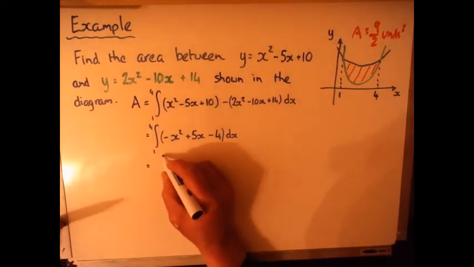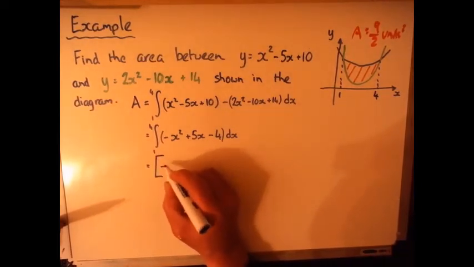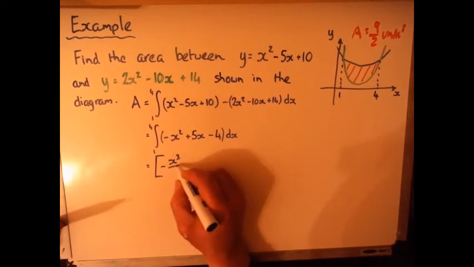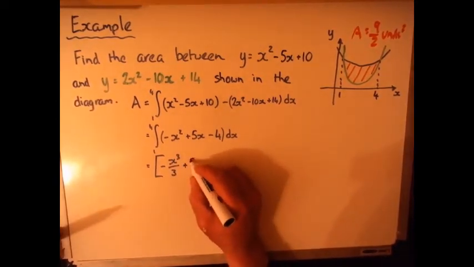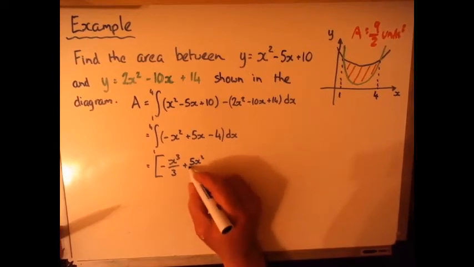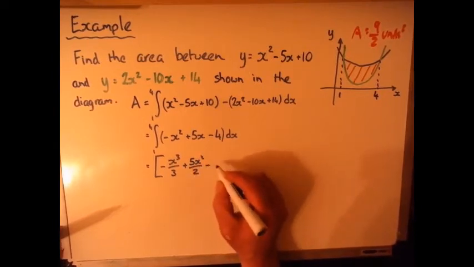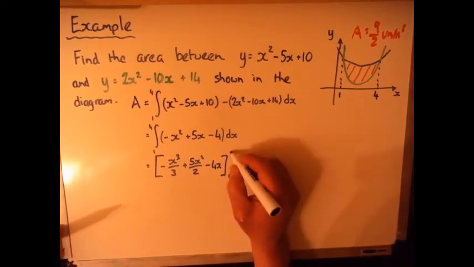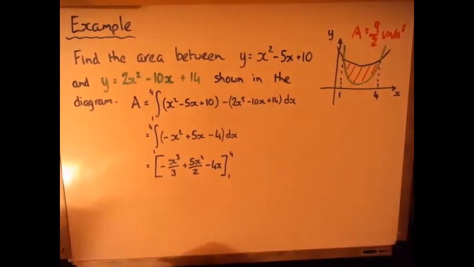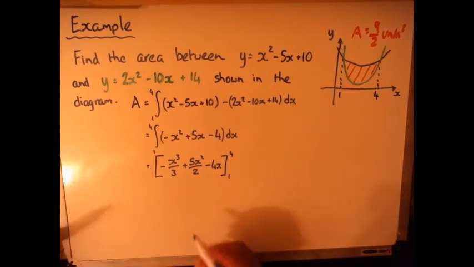So we go ahead and we do our integration. So we get negative x cubed over 3 for the first term. We get 5x squared over 2 for the second term. And the last term, I get 4x. And I'm now going to evaluate that between the upper and lower limits.